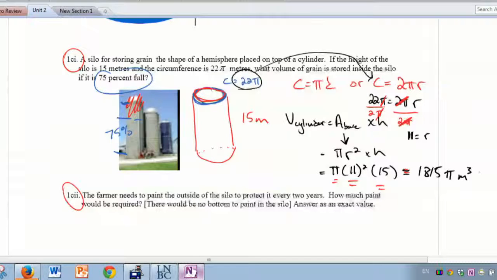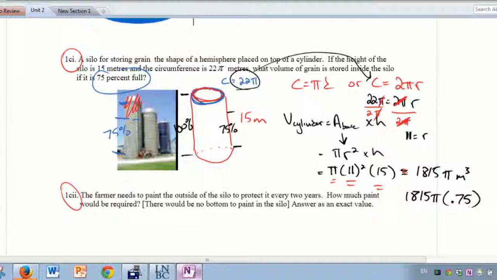Now, it's asking for 75%. It's only 75% full. So that would be 100%, the whole thing, but I'm only interested in 75%. So I'm going to take that volume and I'm just going to multiply it by 75%, which as a decimal is 0.75.